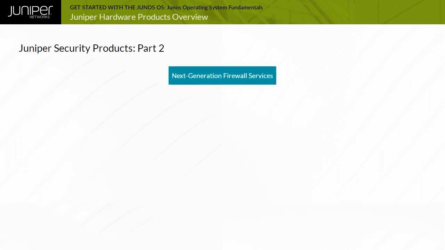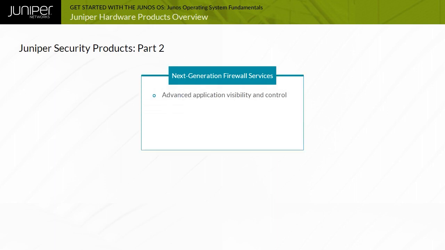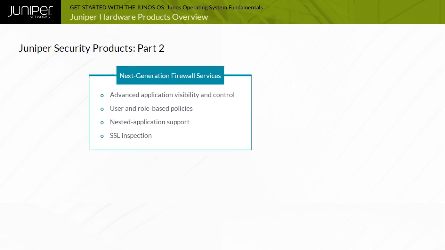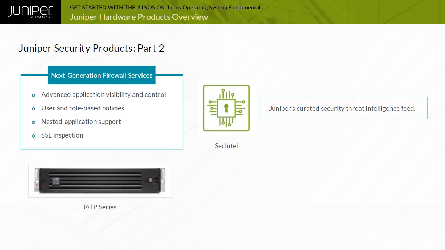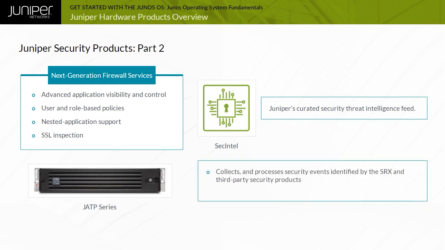Other Juniper security products include next-generation firewall services, which include advanced application visibility and control, user and role-based policies, nested application support, and SSL inspection. SecIntel, which is Juniper's curated security threat intelligence feed. Advanced Threat Prevention, or ATP appliance. The JATP series on-premises appliance collects and processes security events identified by the SRX and third-party security products, and finds and blocks both known and unknown cyber threats.